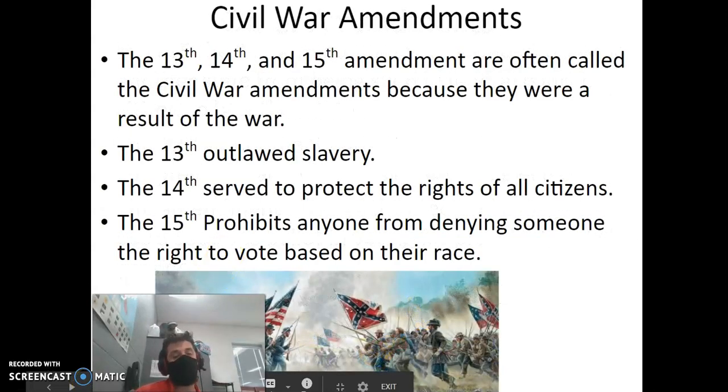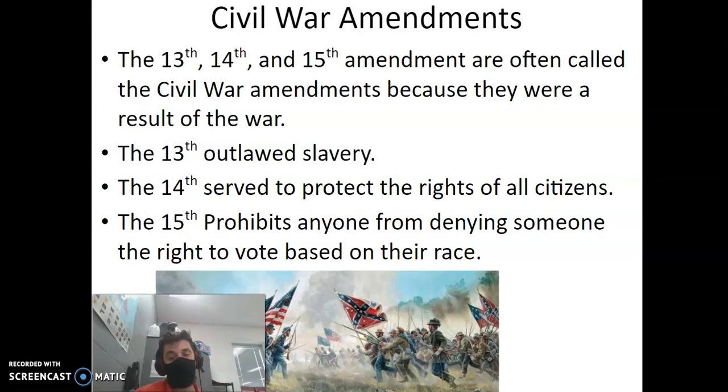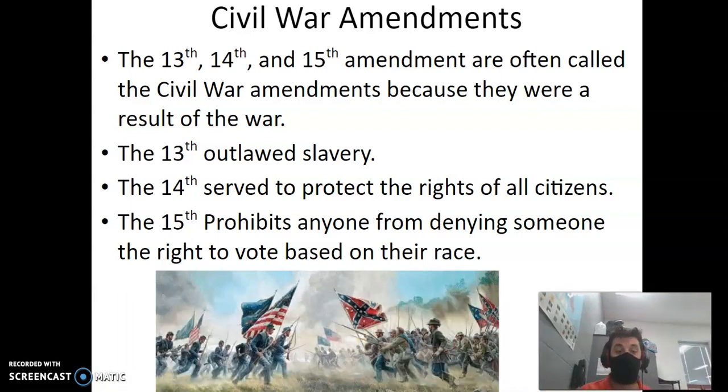The 13th, 14th, and 15th Amendments are known as the Civil War Amendments because they were all created in the aftermath of the Civil War, mostly to provide newly freed men with some rights. They outlawed slavery, served to protect birthright citizenship, and prohibited anyone from denying someone the right to vote based on their race.